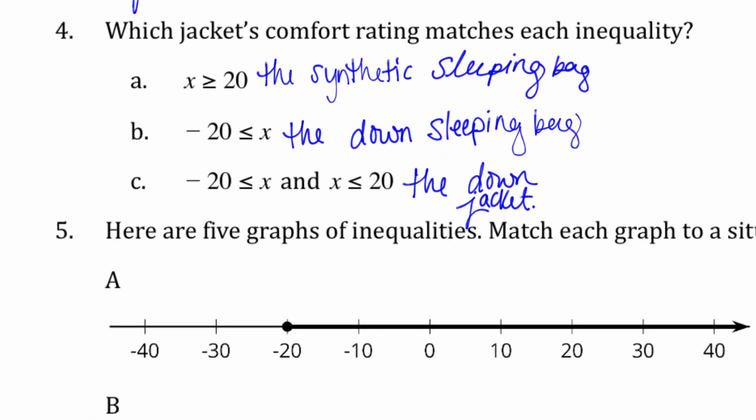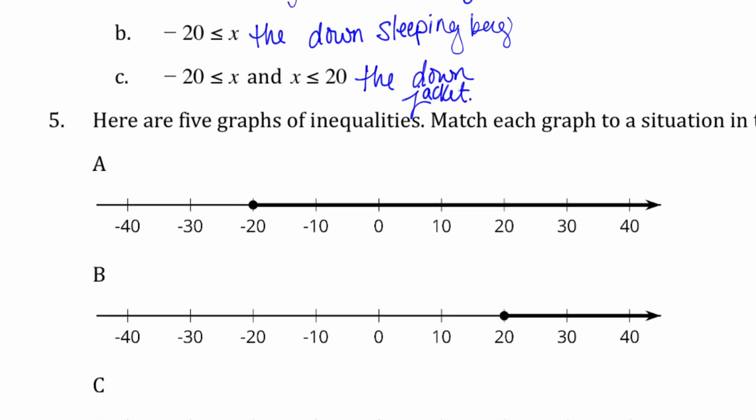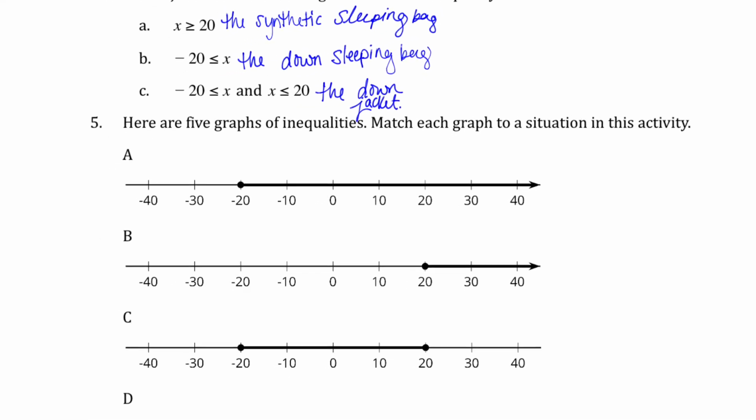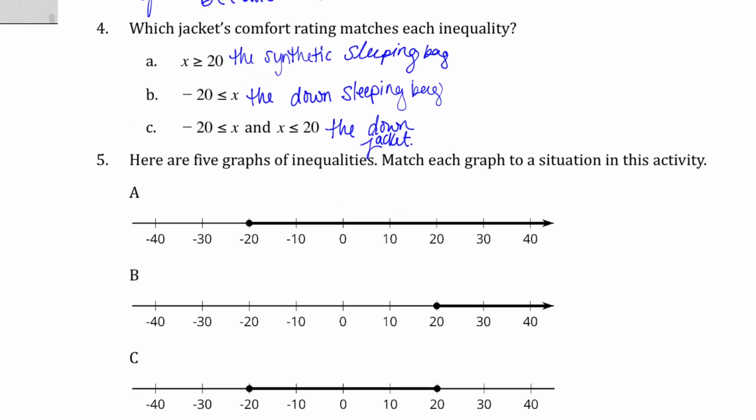All right, here are 5 graphs of inequalities. Match each graph to a situation in this activity. So, what do you think A represents? The down sleeping bag. Okay, what about B? It's the synthetic one. The synthetic sleeping bag.